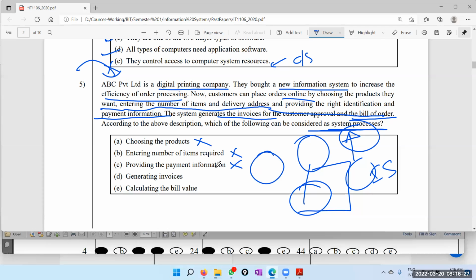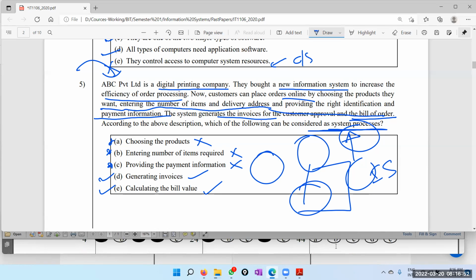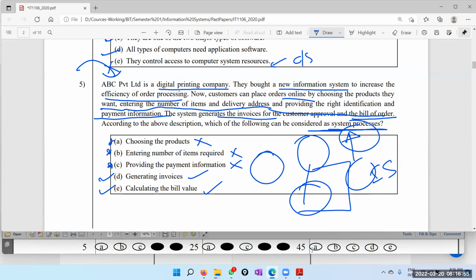Generating the invoice is processing. You have to process your data and generate the invoice. Calculating the bill value is also something you have to do processing for. So these others are data entering, and these are the processing. So the answer is D and E. D and E.